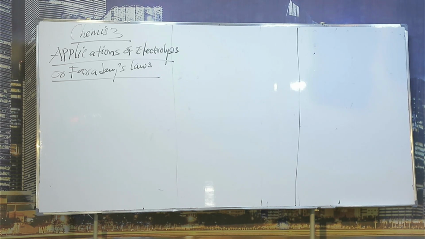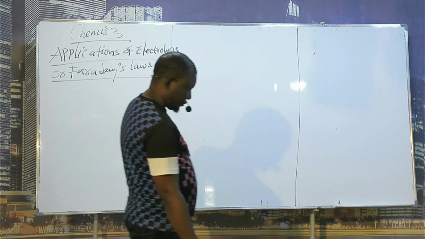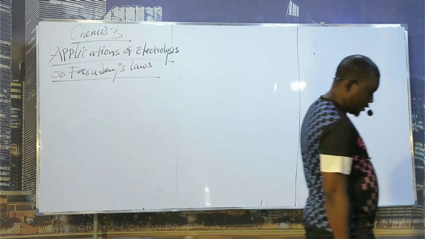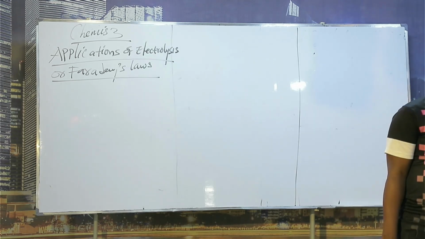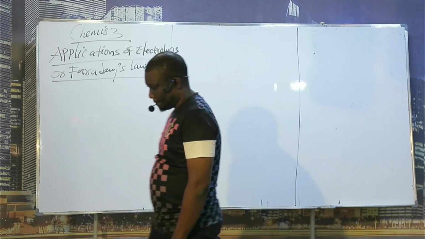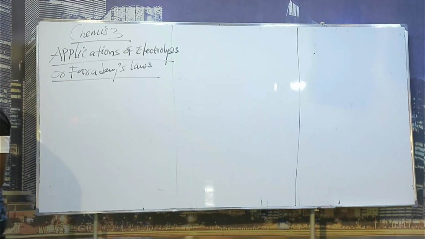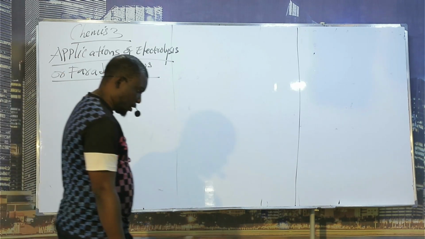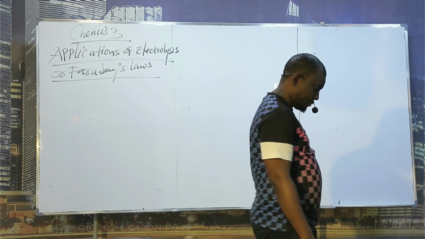Number three: electroplating of objects or metal. Number four: production of gases.